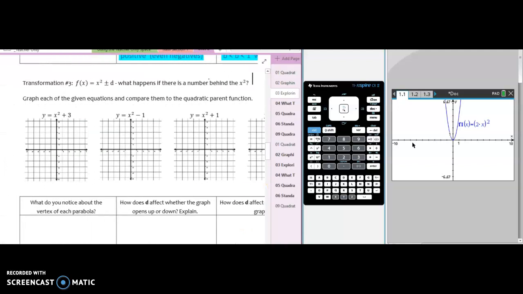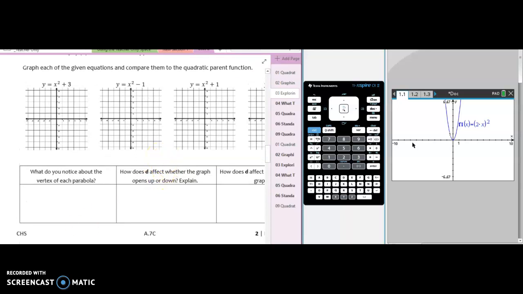Same thing. What I want you to do is graph these. This is the third transformation: what happens if you add or subtract a number behind the x squared. There's no parentheses now. It's just what happens if you add or subtract a number. All right, so graph these in your calculator, then sketch them on the graphs, and then answer these 4 questions down here, and we will come back and talk about them. Okay? All right, see you in a sec.